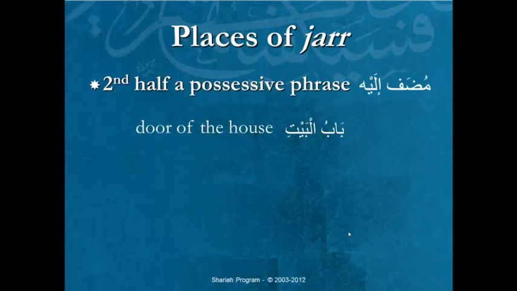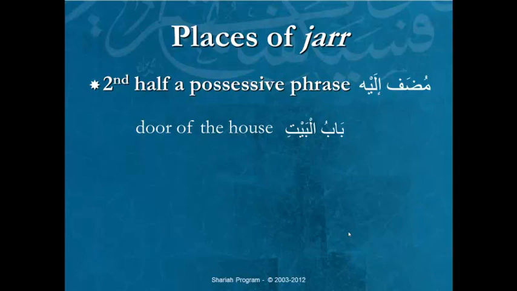We're going to begin with the jar category because it's the smallest. There's only 2. The first one you already know from week 2. The second half of a possessive phrase is fixed on jar. So if you have 2 nouns connected together in this particular phrase, then the second word will have a kasra. The example is Babul Baiti, door of the house. The example is actually just the second word, not the whole thing, but in order to highlight that, we listed both words, Babul Baiti.